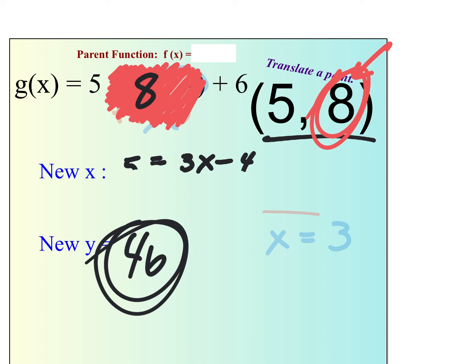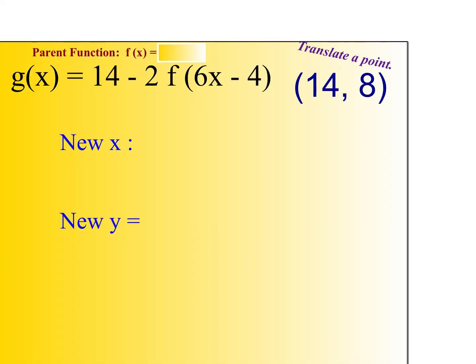So you scribble out the inside, the f of x part, and you put the y value there because y is f of x. All right, if you really caught that, go to this one.